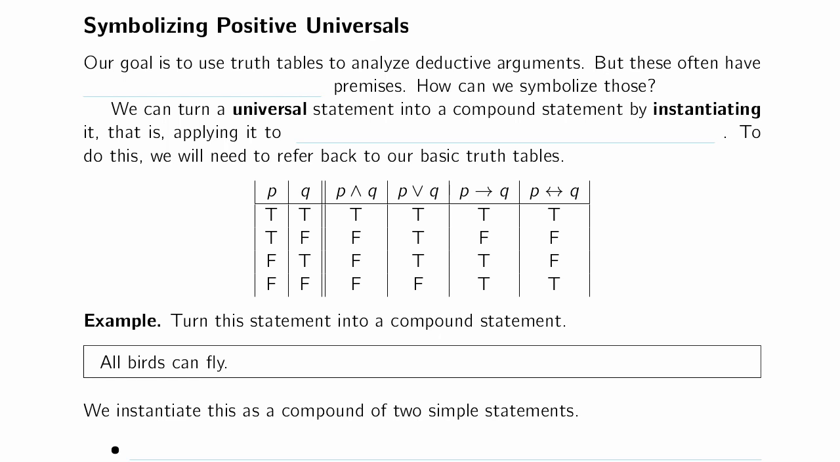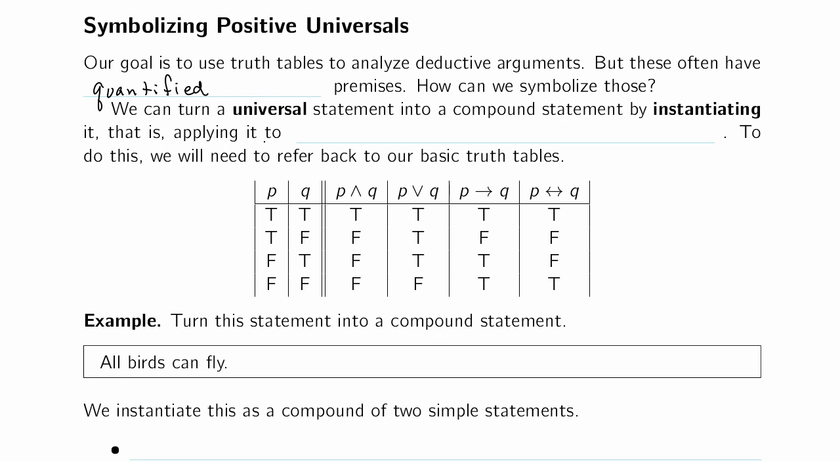Our goal in working with truth tables, the whole point of this exercise, is to be able to use truth tables to help us analyze deductive arguments. But when we make deductive arguments, we often have quantified statements among our premises. How can we get those into a truth table? We only can make truth tables for compound statements made up of simple statements, simple sentences.